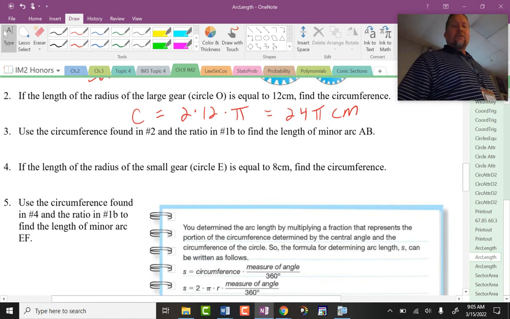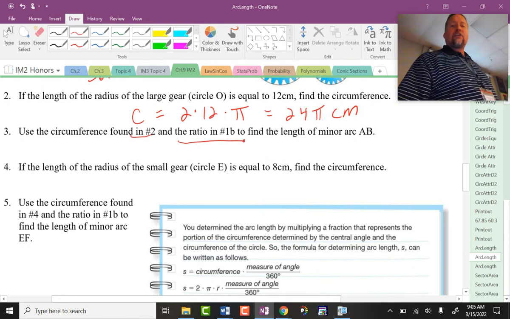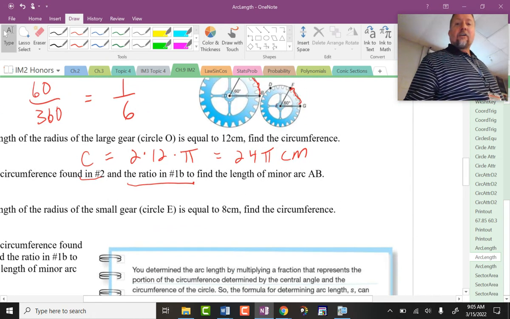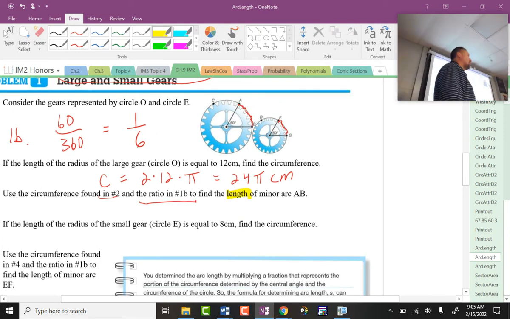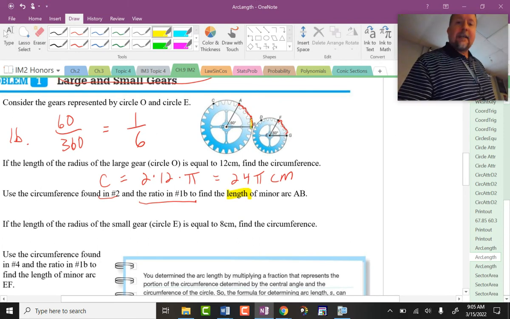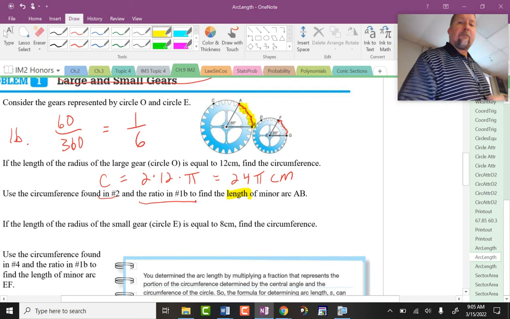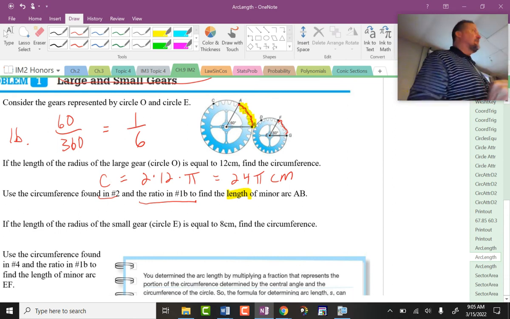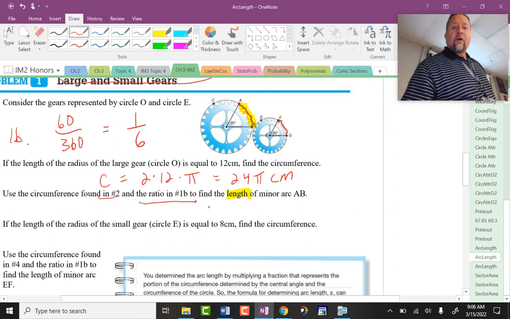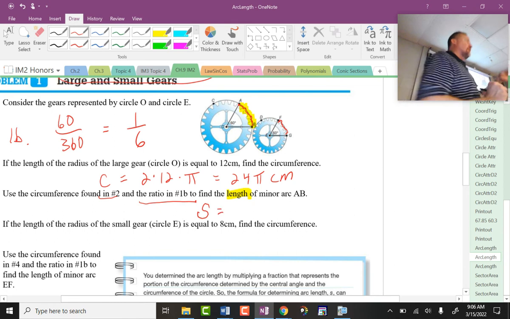All right. Use the circumference found in number 2 and the ratio made up in 1b. Find the length of the minor arc AB. Notice it says length, not measure. I need to know what is the exact distance that I travel from there to there. How far did I go? The answer is not 60 degrees. All right. The answer is an actual distance in centimeters. So what it is, and then you're going to find out later that the letter S denotes arc length. You're just going to have to remember that, I guess.